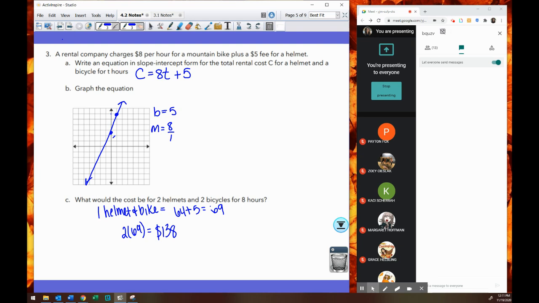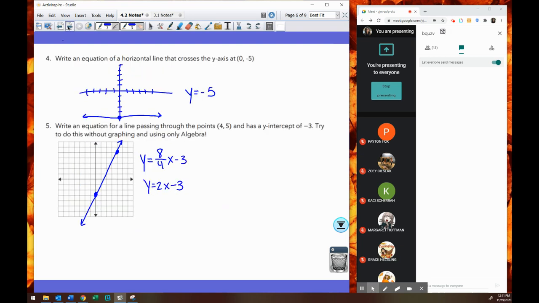So now there are new notes posted. You guys at home, oh, there's more, sorry. So write an equation, horizontal lines never have a slope. It always just goes straight through whatever your y coordinate is.